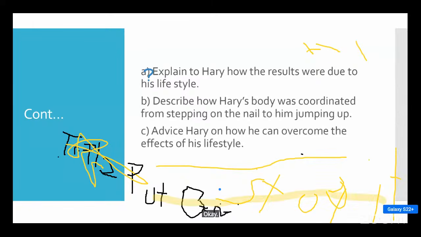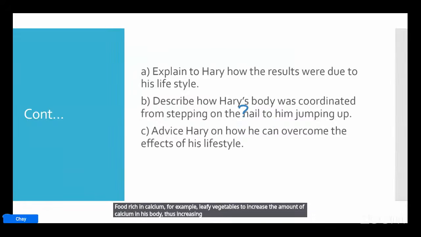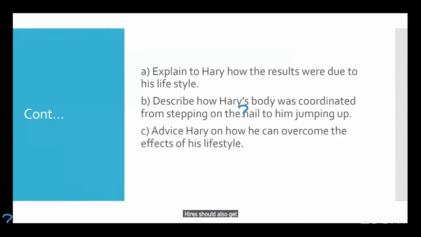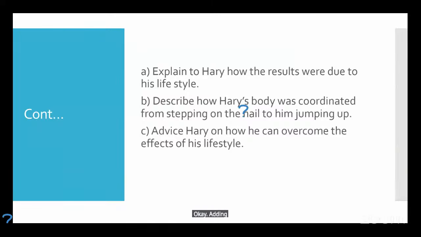So Harry should eat food rich in calcium, for example, leafy vegetables, to increase the amount of calcium in his body, thus increasing his bone density. Harry should also get involved in regular physical exercise to utilize the glucose in his blood, thus reducing his blood sugar levels. Okay. Adding the word exercise is very important. Okay. All right.